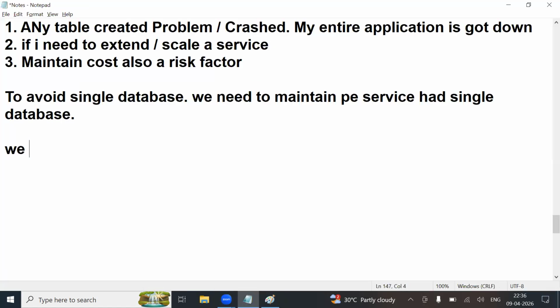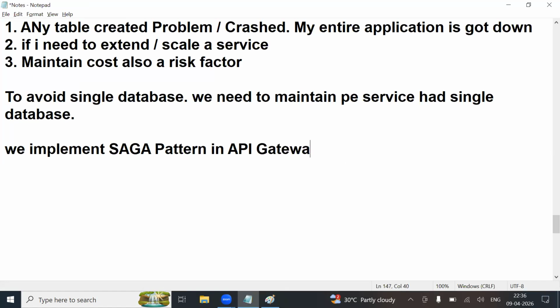We implement the Saga pattern in the API call, the Saga pattern in the API gateway. Clear my point?